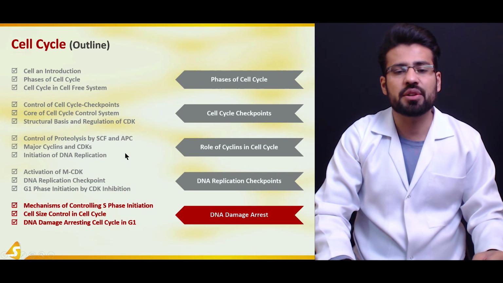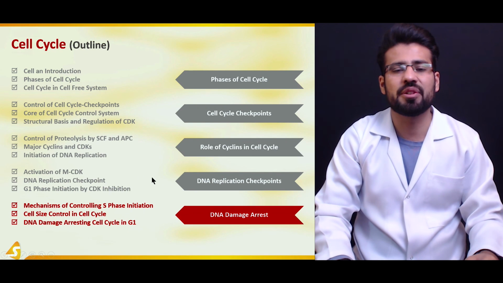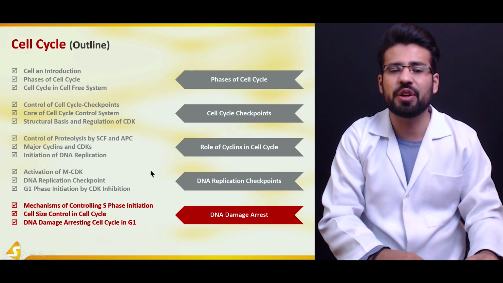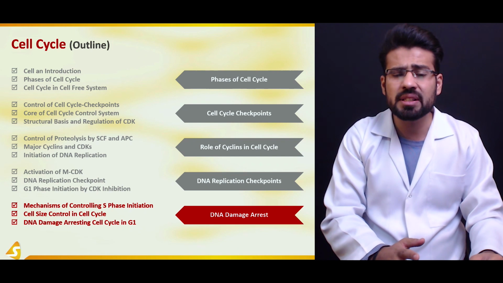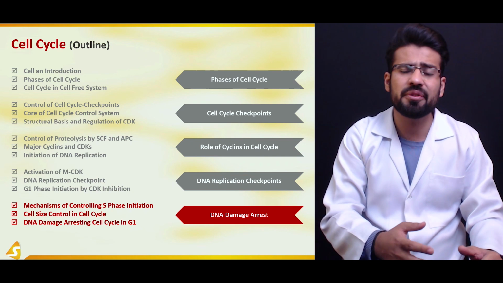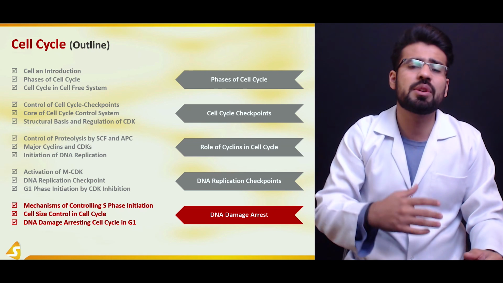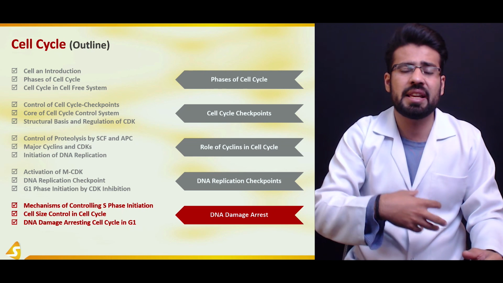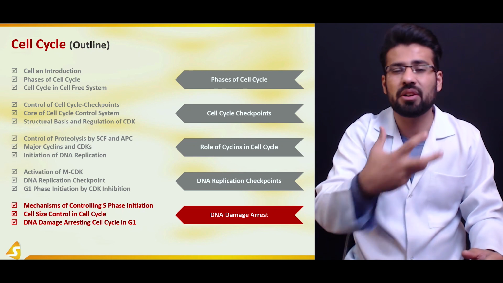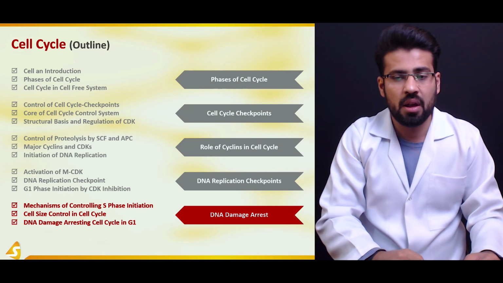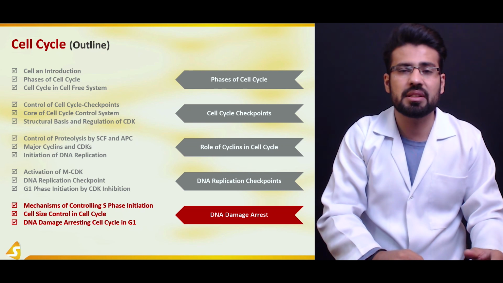So in this particular section, we discussed the mechanisms of controlling S-phase initiation, moving towards cell size control in the cell cycle, and we saw the different mechanisms present for the nutritional control of the cell cycle versus organisms where this mechanism is not present. And then we discussed DNA damage arresting the cell cycle in G1.